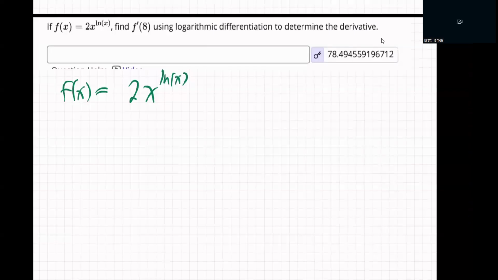Okay, so on this question, we have a funny looking function, and they want us to take the derivative of it and plug in 8. And they say use logarithmic differentiation. That is a good plan, actually, because we can't really take this derivative without it.